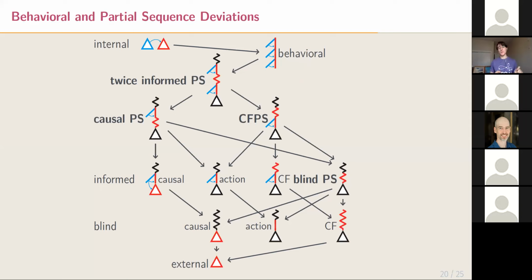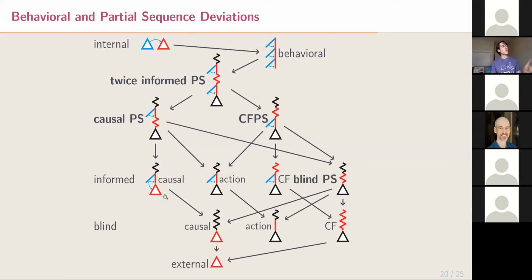So in really long games, this isn't going to be feasible. But what's special about the partial sequence deviations is that they're actually efficient, even though they're stronger than all of the other deviation classes that we've talked about so far: the causal, the action, and the counterfactual deviations. This makes them really nice for implementing, because you don't have that computational cost, but you still get the extra power. The amount of computation grows polynomially for the partial sequence deviations. And future work is to improve even that.